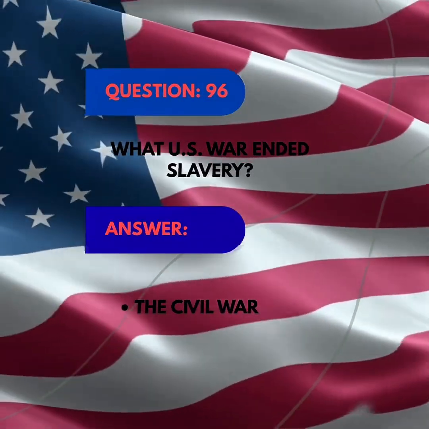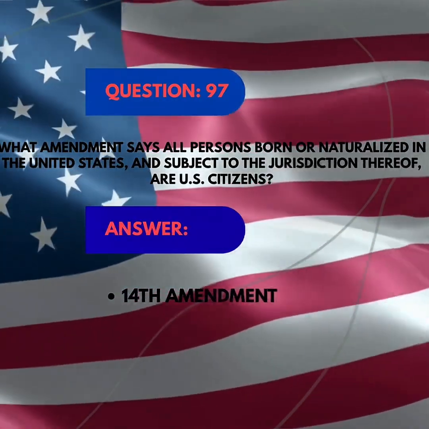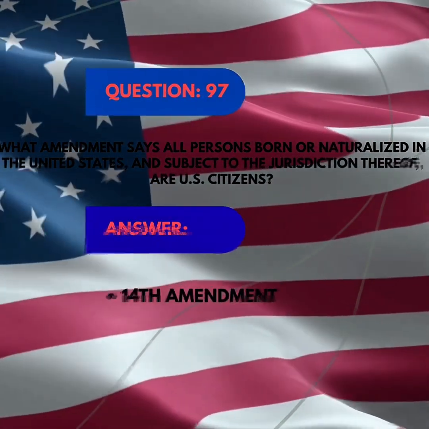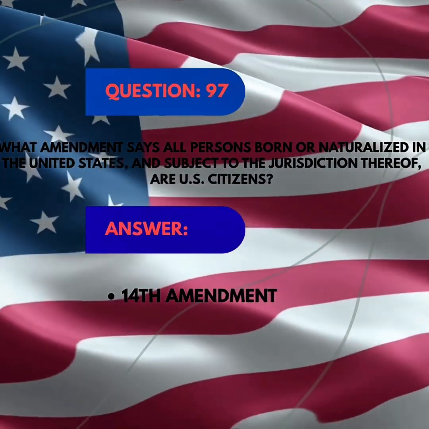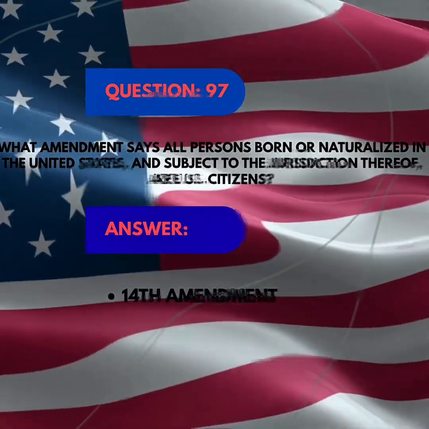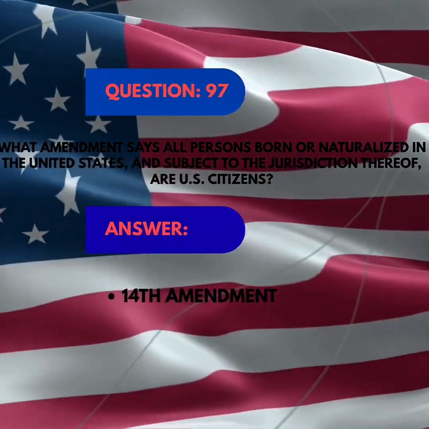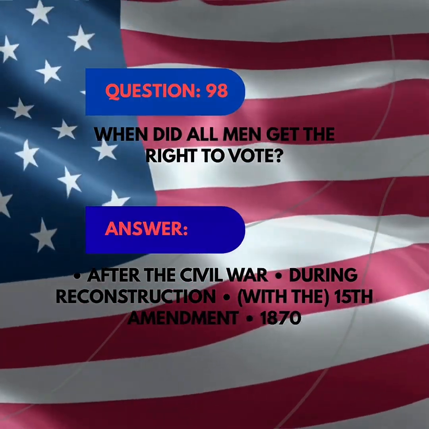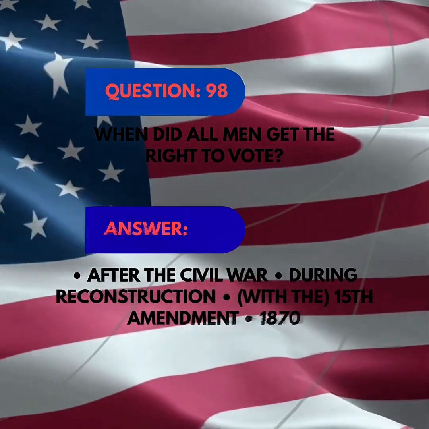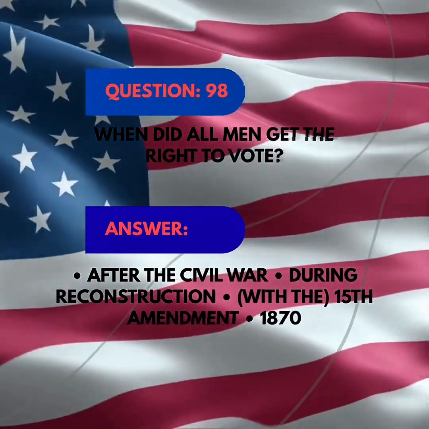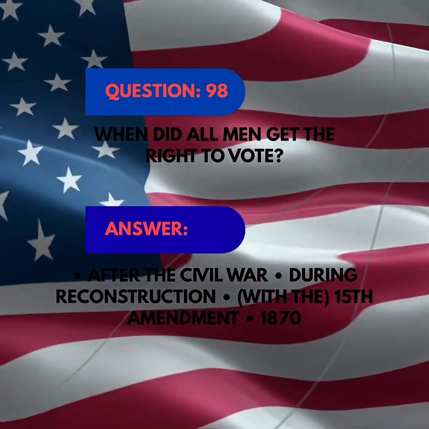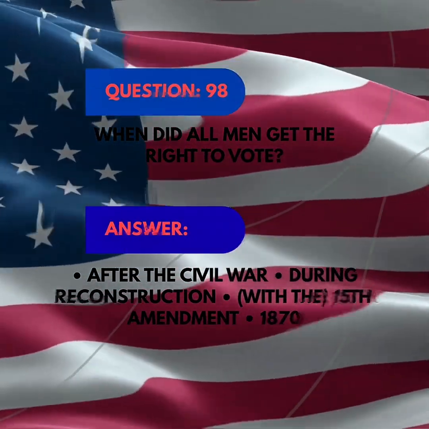Answer: the Civil War. Question 97. What amendment says all persons born or naturalized in the United States are U.S. citizens? Answer: the 14th Amendment. Question 98. When did all men get the right to vote? Answer: after the Civil War, during Reconstruction, with the 15th Amendment in 1870.